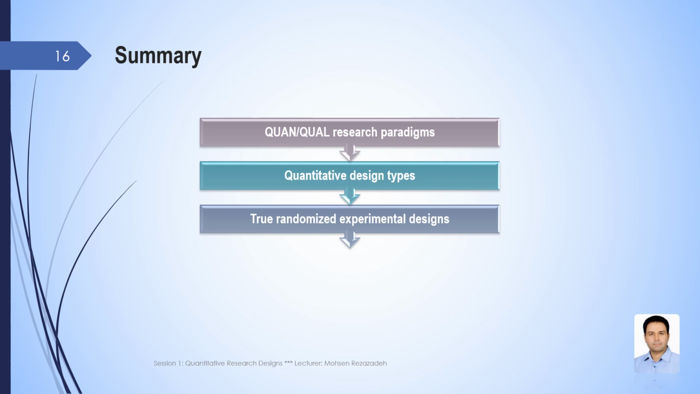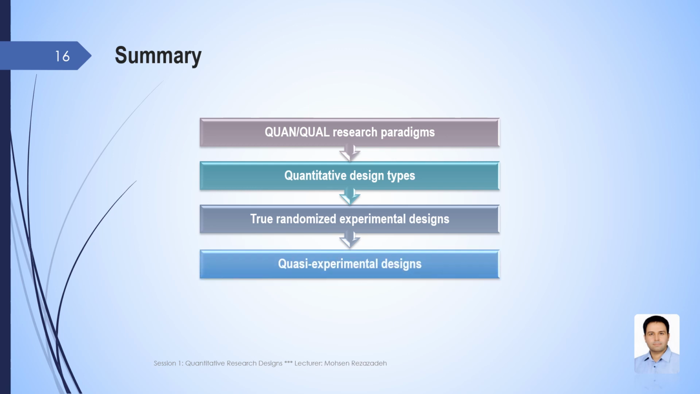In this session, we only talked about true experimental designs, or true randomized experimental designs, and quasi-experimental designs. The true experimental design includes a two-group post-test design and a two-group pretest post-test design. Then we talked about quasi-experimental designs. In quasi-experimental designs, we introduced time series design, equivalent time samples design, non-equivalent groups post-test-only design, and finally non-equivalent groups pretest post-test design. These were the different types of quasi-experimental design.